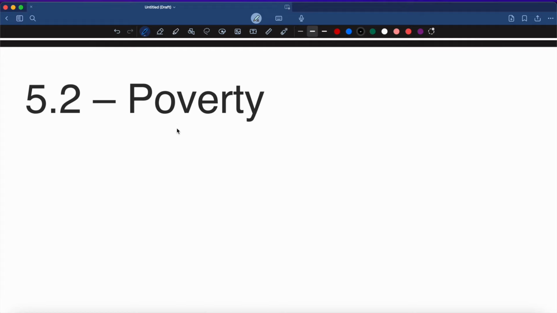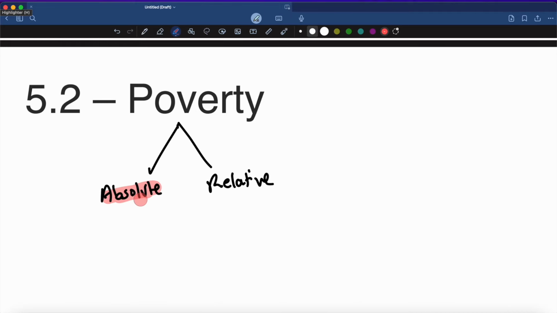Now, within poverty, we have two types of poverty. We have something called absolute poverty, and we have something called relative poverty. I'm going to define both of them. Let's start off with absolute poverty.